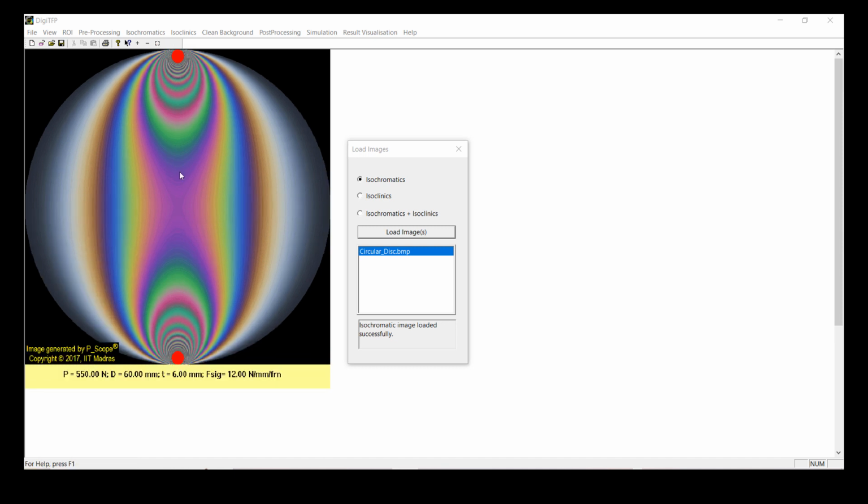Now we are able to see that at the load application points it is showing as red. This is because it is a simulated image. In case of an experimental image, we will be seeing continuous fringe orders, albeit the fringe density will be very high.